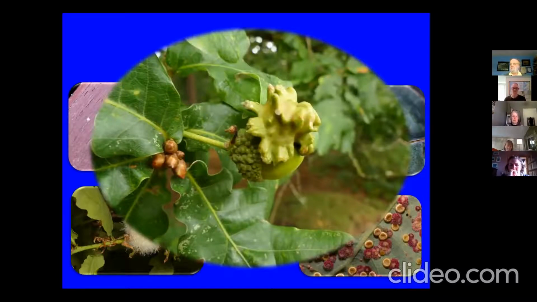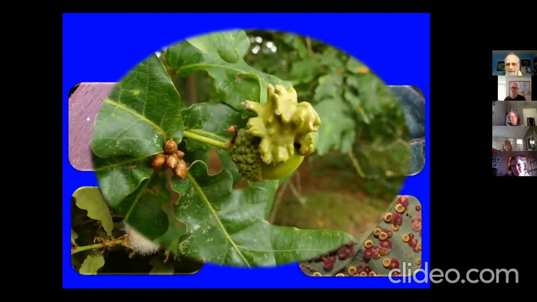And then one that we saw earlier, but this one's in a slightly better light, is the knopper gall, Andricus quercuscalicis, which is very common and widespread now. And it used to be a concern that it would cause a decline in the population of oaks in this country because such a high proportion of the acorns were affected by it.